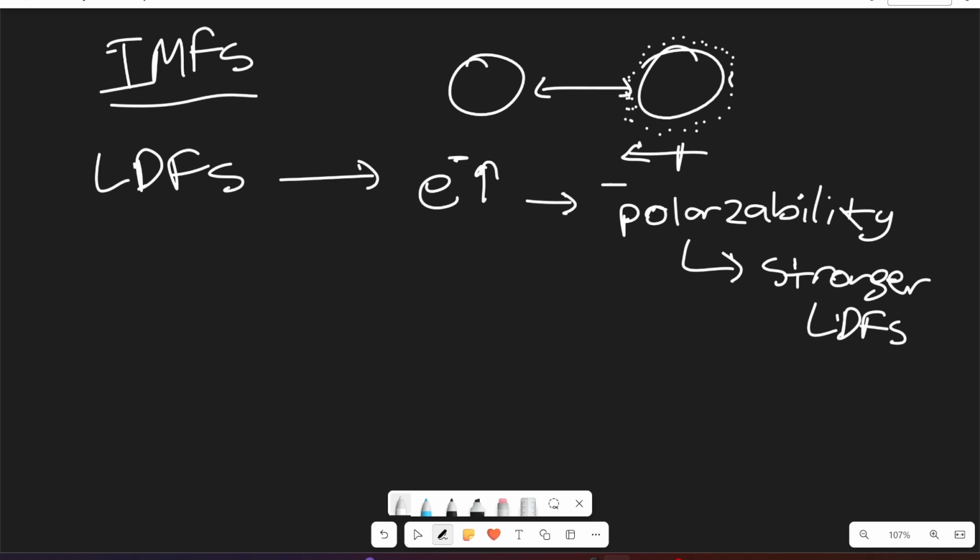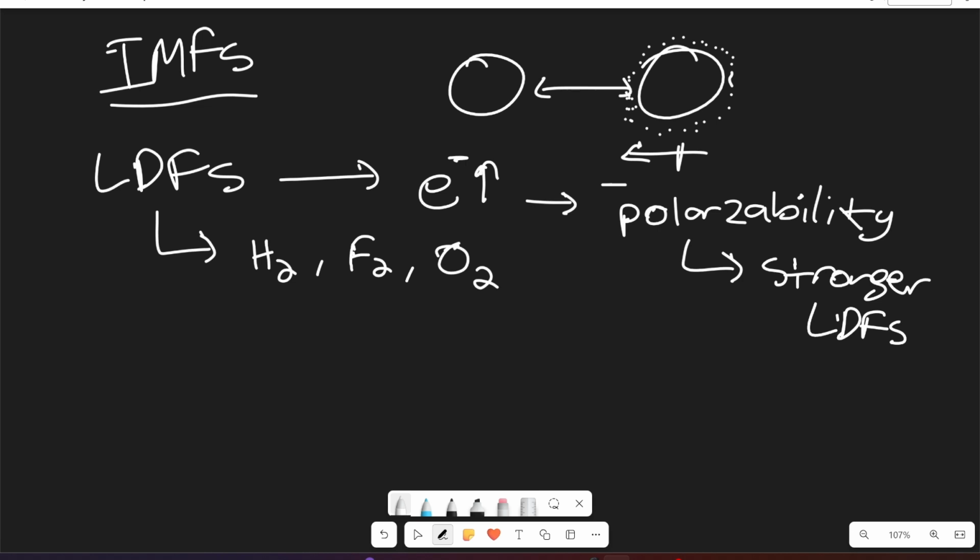Essentially, think of them as momentary dipoles or shifts in the electron clouds that cause a nonpolar molecule, like let's say H2, F2, or O2. So if we're asking which has stronger IMFs, F2 or O2, we would say F2 because F2 has more electrons, meaning it has a larger electron cloud, it's more polarizable, and it has then stronger London dispersion forces.